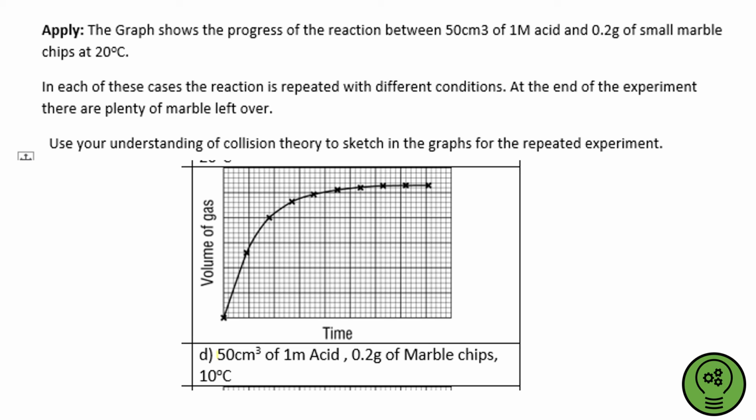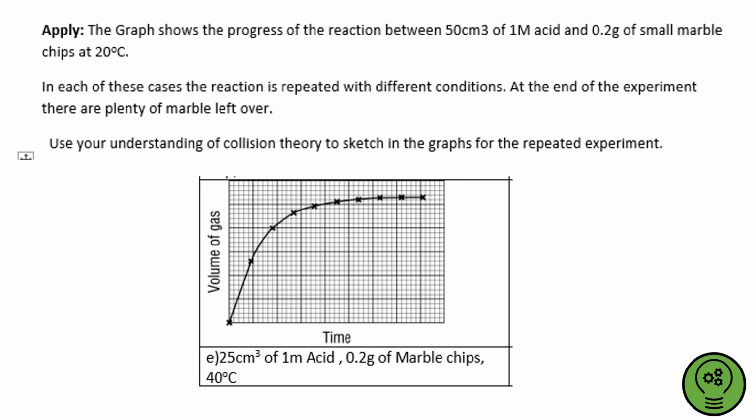Okay, this one here, I've still got 50 centimeters cubed, still 1 molar. It's 0.2 of marble chips, doesn't give me a size, and it's 10 degrees. Okay, so it's colder. So I've got less thermal energy, so my particles are not going to move as quickly, so it's going to be a slower reaction. So am I going to make the same amount? Yes, because I've still got 50 and 0.2, so I'm still going to make the same amount. It's just going to be a bit slower, so I'm going to start off shallow. Takes a bit longer, but it does make the same amount by the end.